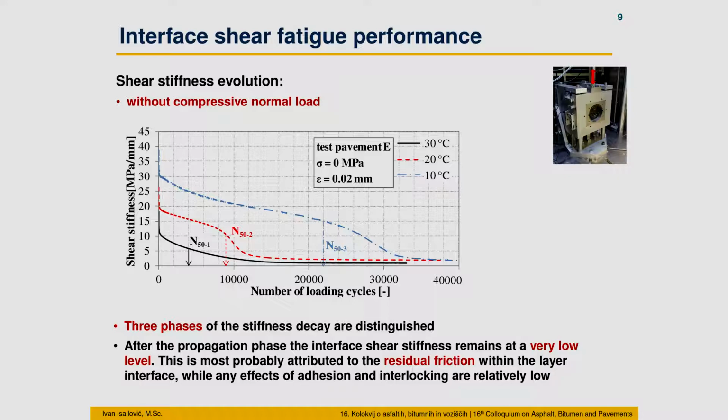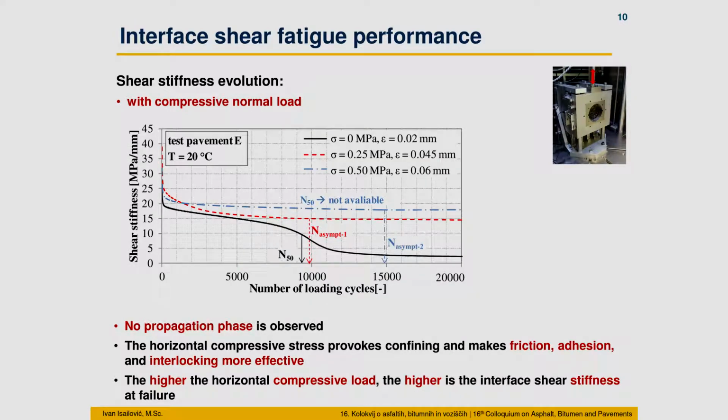On the next slide, you can see also tests at 20 degrees, but with different stress levels. You can see the test without normal stress, with 0.25 megapascal and with 0.5 megapascal normal stress. But you can see here no propagation phase is observed. That means that this horizontal stress we applied on our sample provokes confining and makes friction, adhesion, and interlocking effects more effective. You can see that the higher the horizontal stress is, the higher the shear stiffness at failure.